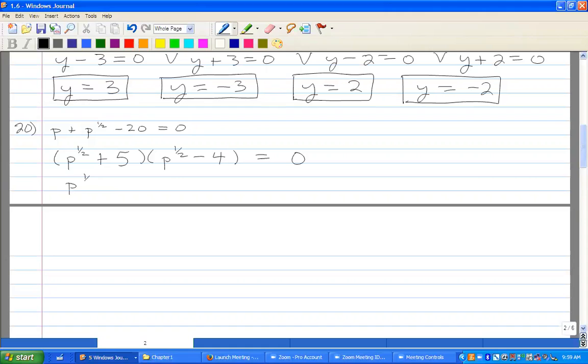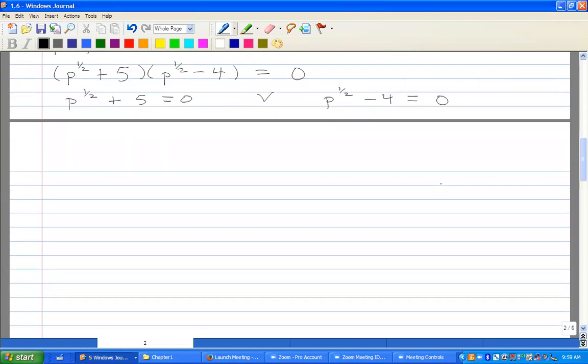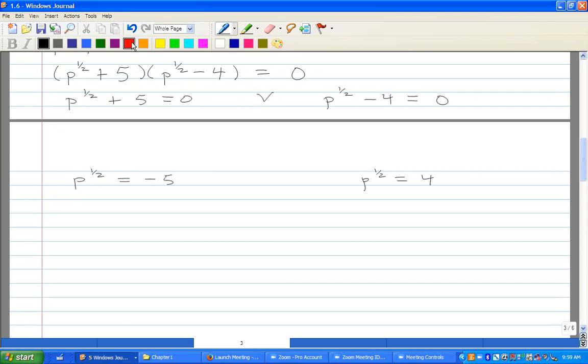Set each factor to 0 and solve for p. Subtract 5 from both sides of my equation. Add 4 to both sides of my equation. Now let's solve. Let's square both sides of my equation to get rid of the square root. So we're basically just solving a radical equation here. And so p is equal to 25 and p is equal to 16.